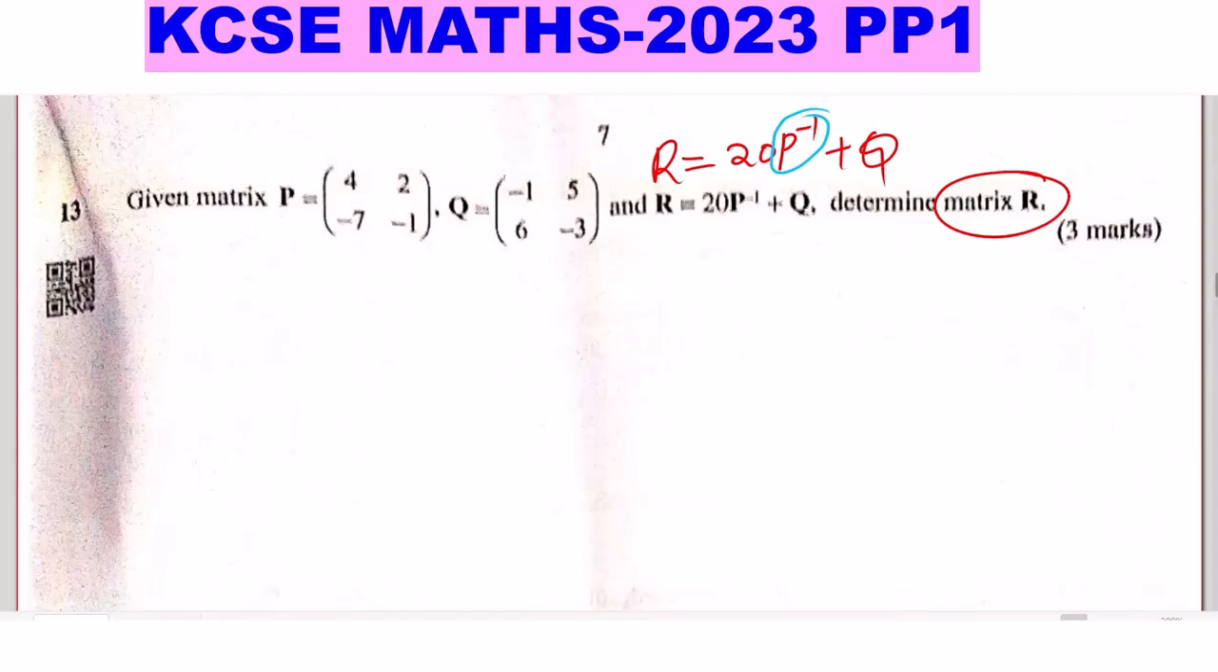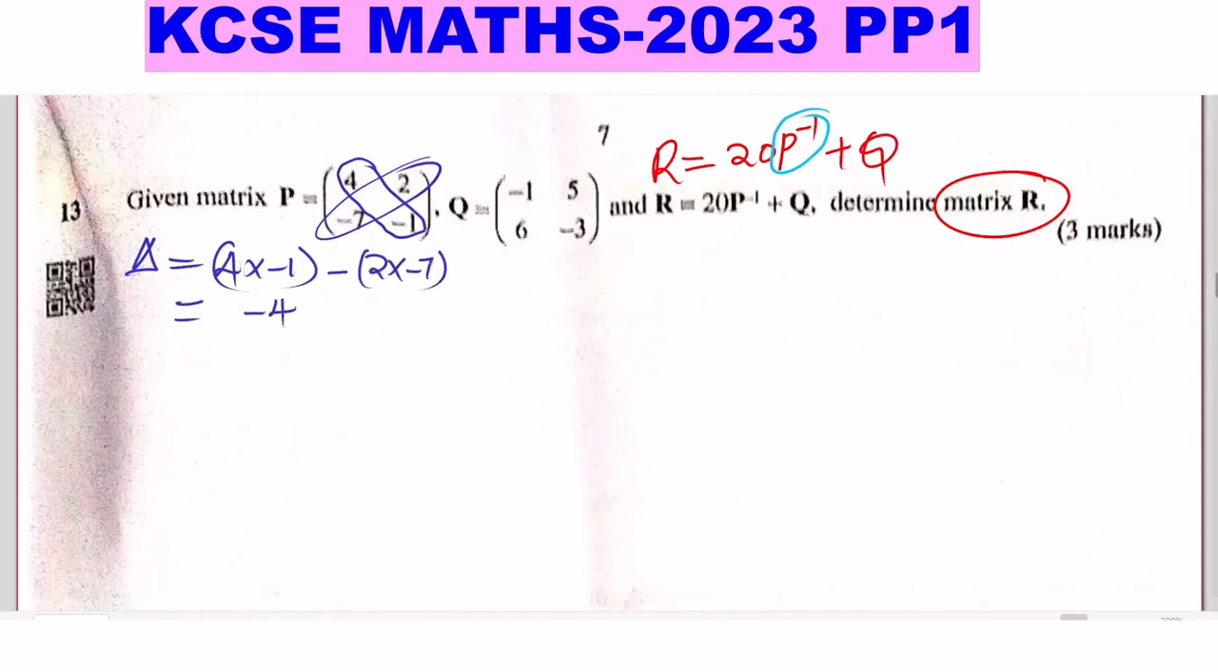So to get the inverse of P, we start by getting the determinant. To get the determinant, you get this product, 4 times -1, subtract the product of this diagonal, which is 2 times -7. So this will give -4, and then this will give plus 14, and this will give 10. So the determinant is 10.